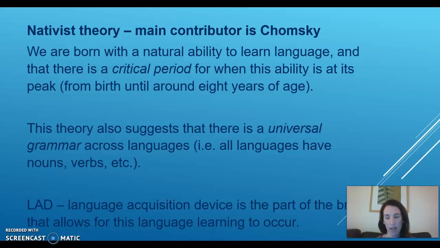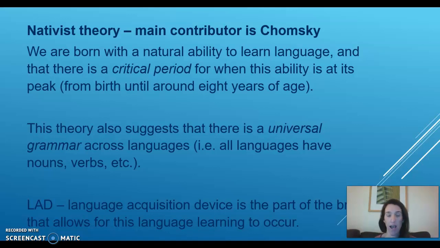So our first theory that we're going to look at some of the key terms is our nativist theory, and our main contributor is Chomsky. And I would also remind you that we're not looking for life stories about these theorists. We're really focusing on the actual theory, so we don't need any background or life story in this essay, as it is very short.